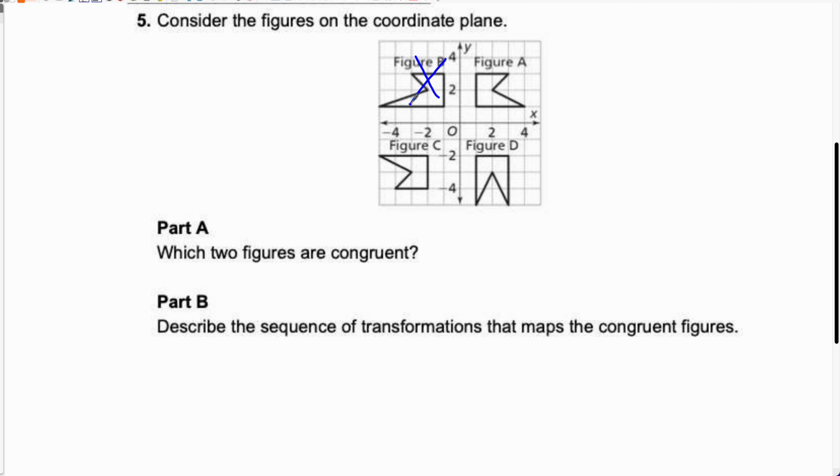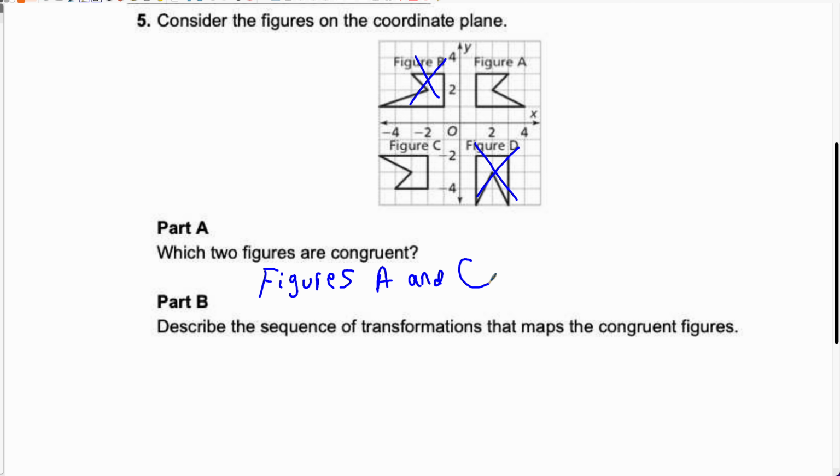What about figure D? Figure D makes me think of a tooth. Well, I don't know why. Okay, figure D is not a congruent figure. So figure A and figure C are congruent figures, right? They're the same shape. Even though they're not oriented the same way on the page, they still are the same shape. Okay, so you could put figures A and C.